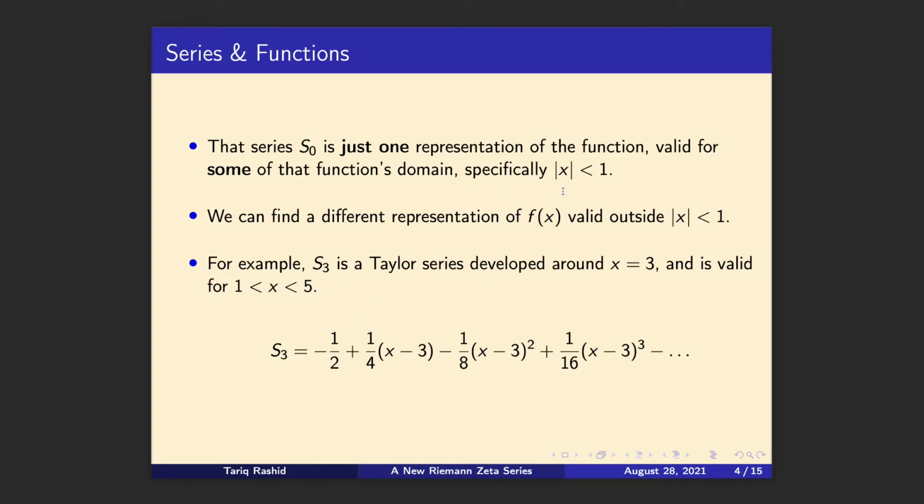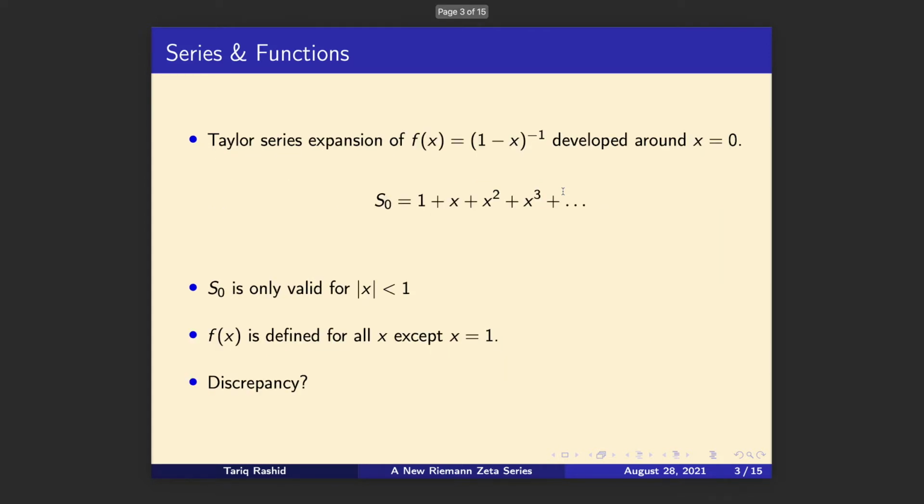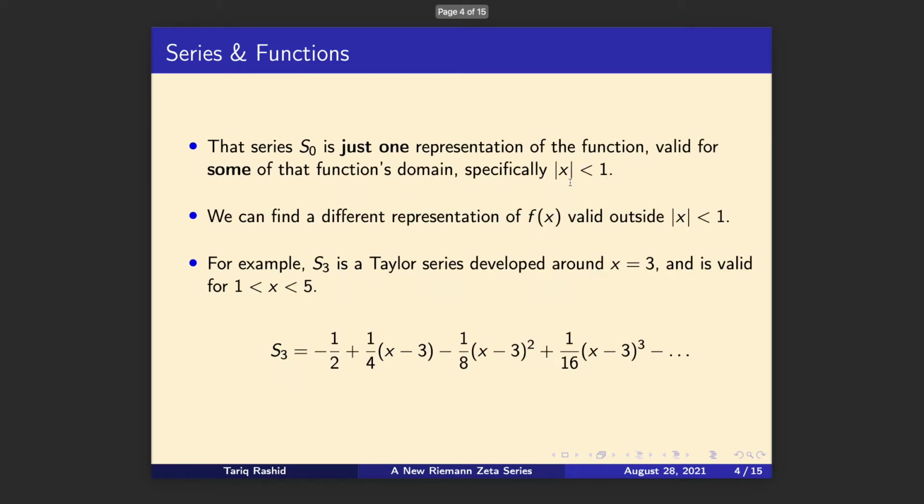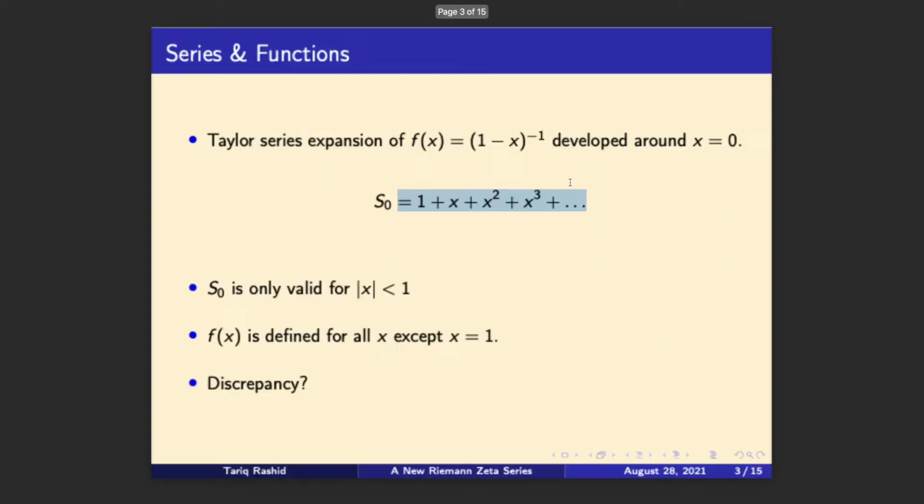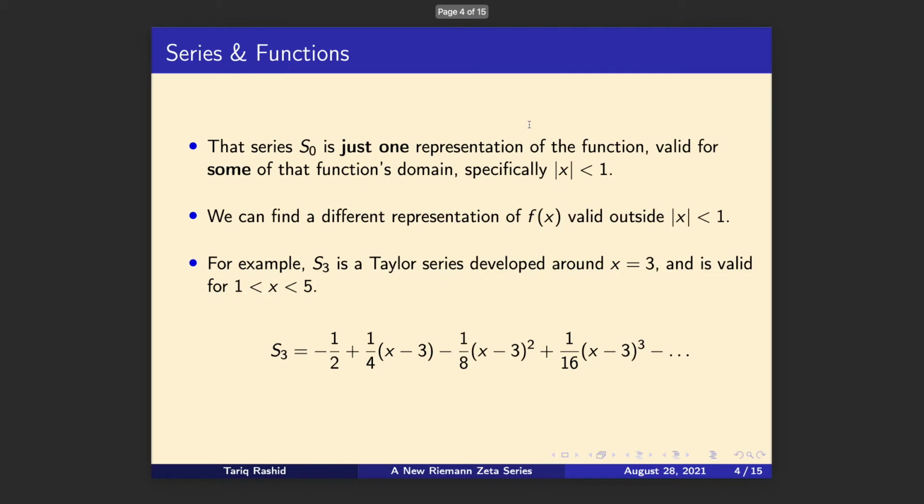So that series that we developed around 0 is just one representation of that function f. That function f being 1 over 1 minus x. It's just one representation, and it's valid for some of that function's domain. We can have different representations. We can have several. There can be more than one representation of f valid in different parts of its domain.